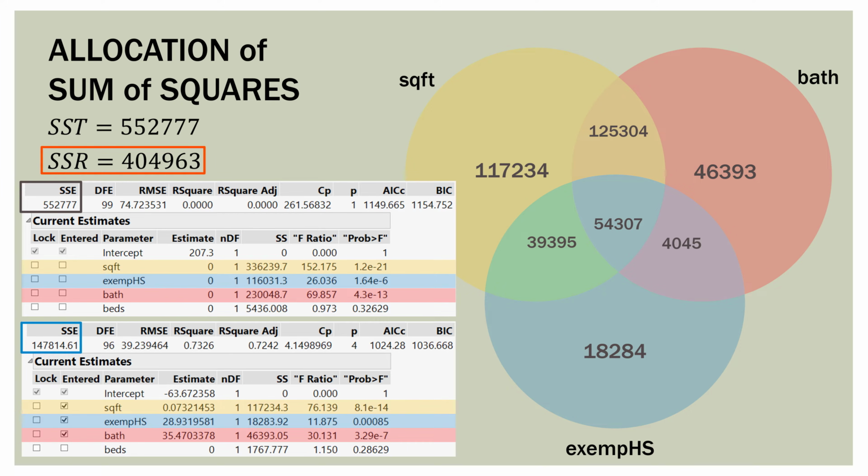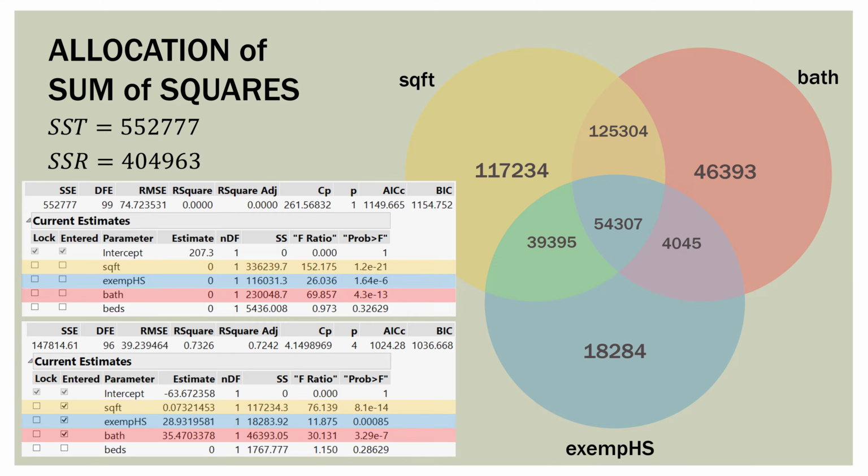That's how we get the SSR. So SSR is the amount of sum of squares our model has managed to eat up or vacuum up into the model. And if we take 404,963 divided by 552,777, we will get our R square down below of 0.7326. That's where that number comes from.